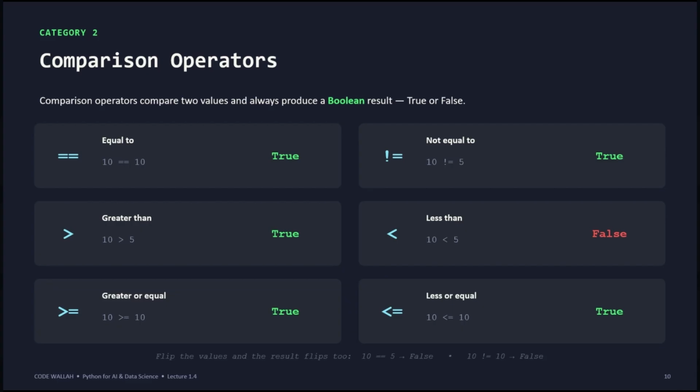So true, and print 10 less than or equal to 10 also gives true, because 10 is equal to 10. These operators will become extremely important when we start learning if-else statements.